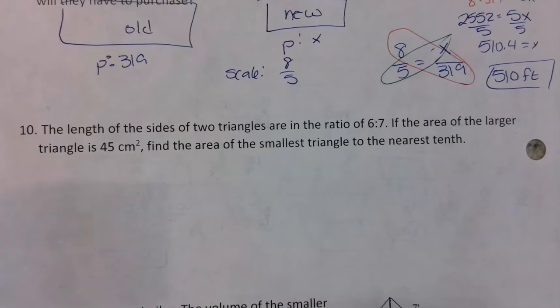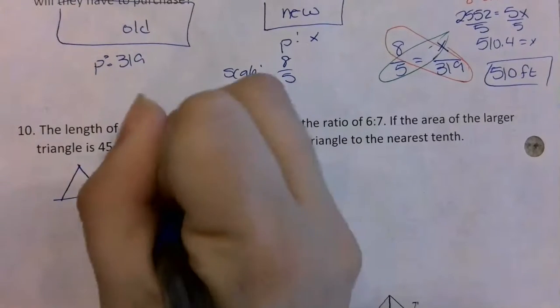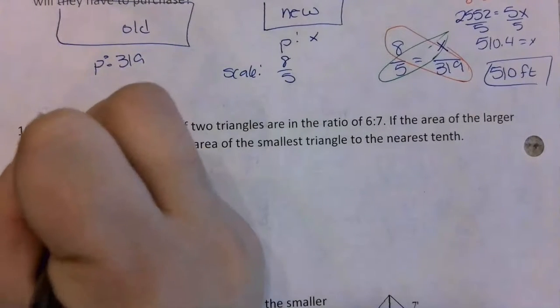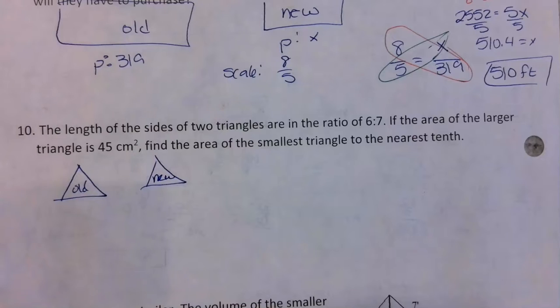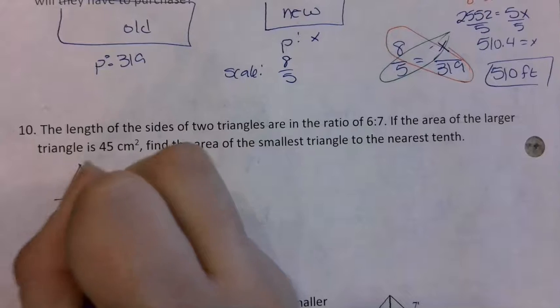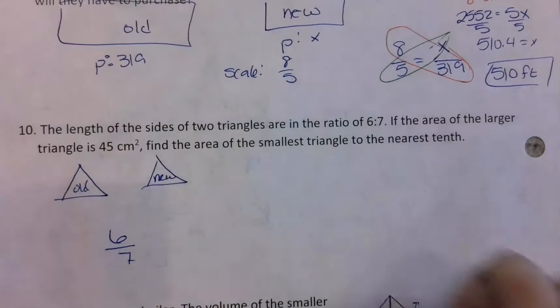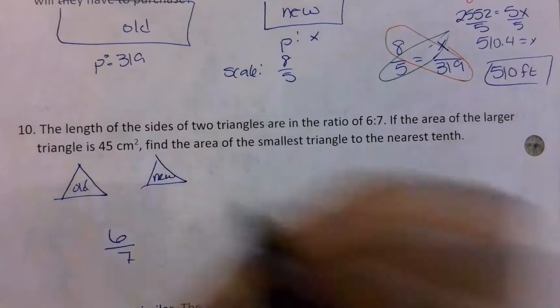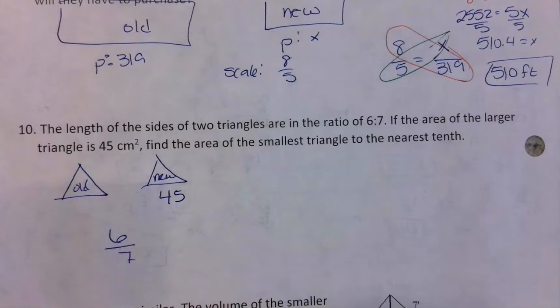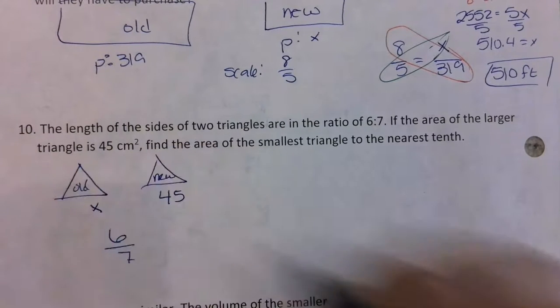Okay. Number 10 is telling me the length of two sides of two triangles. So I'm going to draw two triangles. This is old. This is new. It says that the ratio is 6 to 7. And that the larger triangle, I drew mine the same size, is 45. Okay?